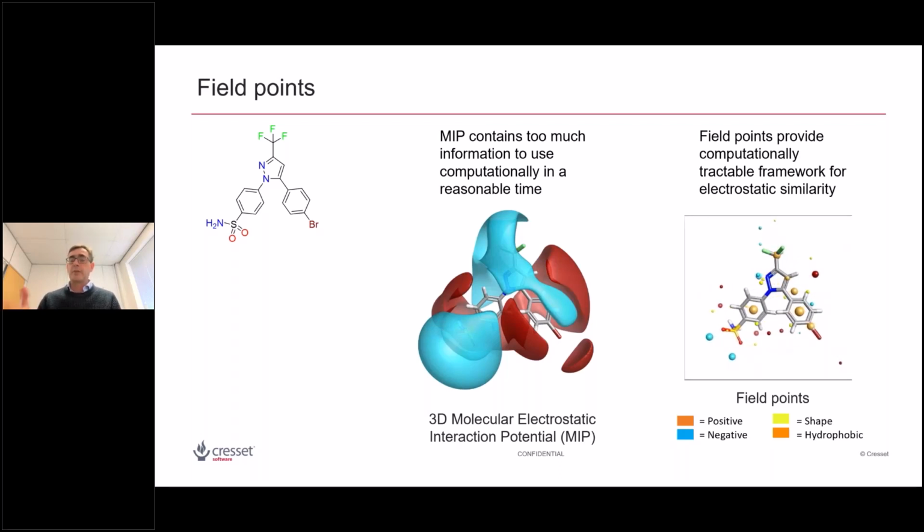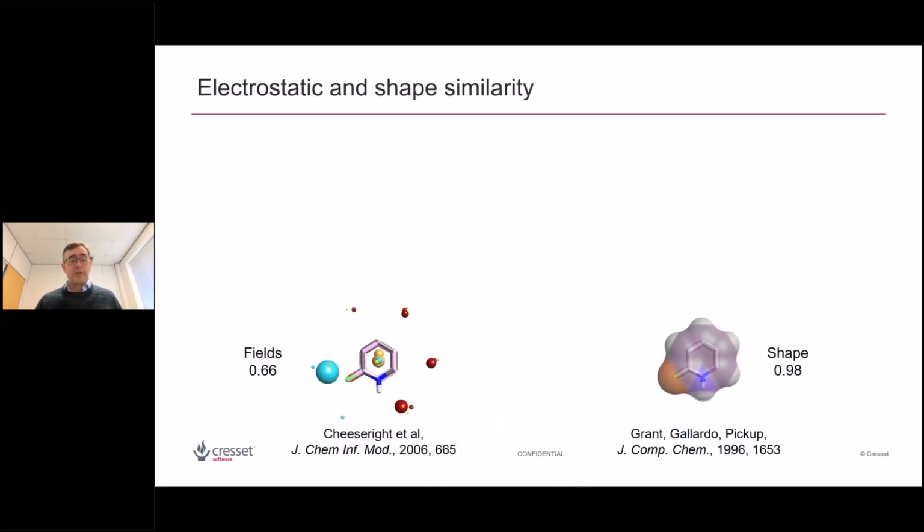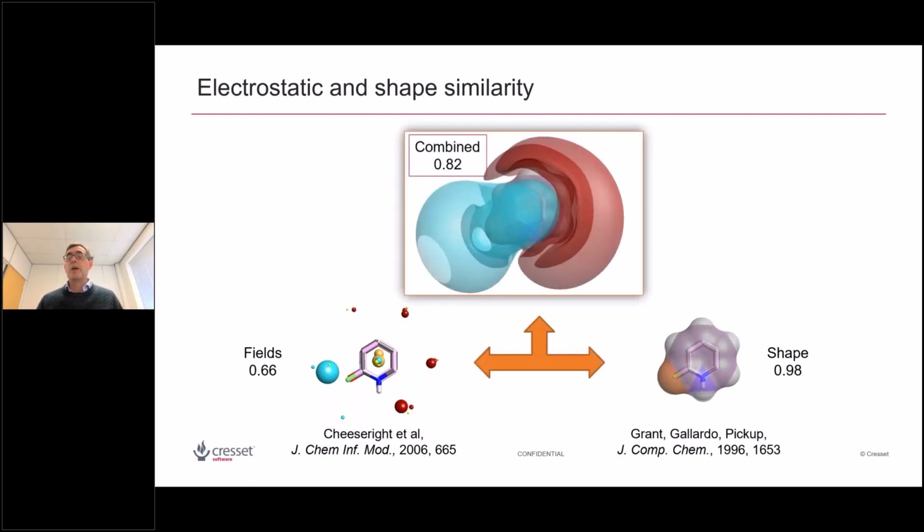We developed a technology to describe both the shape and electrostatics of a molecule and compute a similarity score between them. In this case, for these two molecules, we've got an electrostatic score of 0.66 on a scale of 0 to 1 and a shape score of 0.98. We combine those into a combined average shape and electrostatic score. Our algorithm allows us to align molecules together and then to calculate this score.